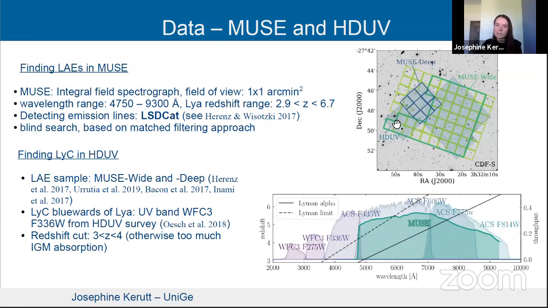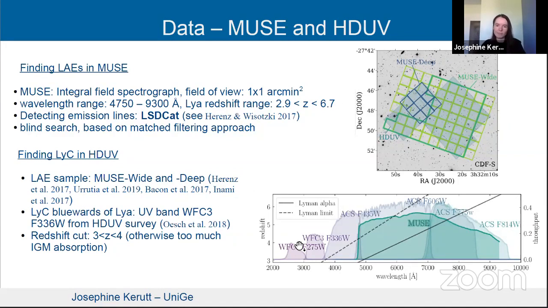These are the little squares, and the shaded area is the HDUV survey, and they overlap nicely. So from the MUSE data, I get the information on the position of the Lyman alpha emitters, on their redshift, and also I get the spectral information, so the information on the properties of the Lyman alpha line, which will be important later on.